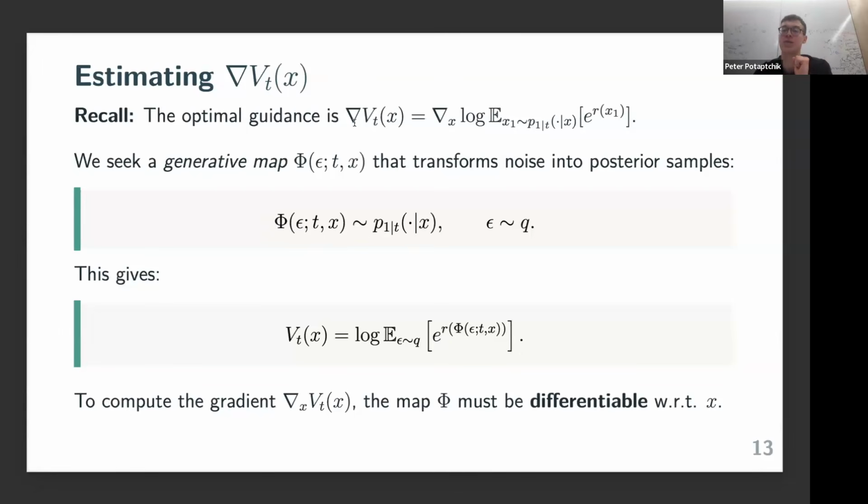And now, if we're going to want to be able to differentiate this quantity with respect to X, because that's what we want for the gradient of the value function, then it's quite natural that we're going to need our phi to also be differentiable with respect to X. Eventually, that's going to allow us to exchange the order of the expectation with the gradient.